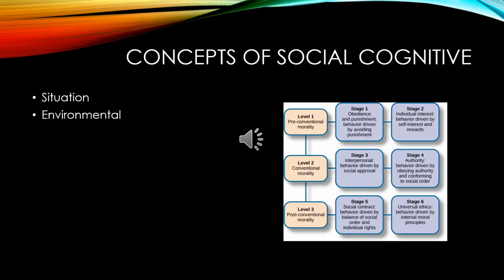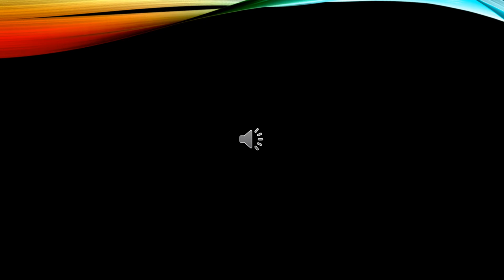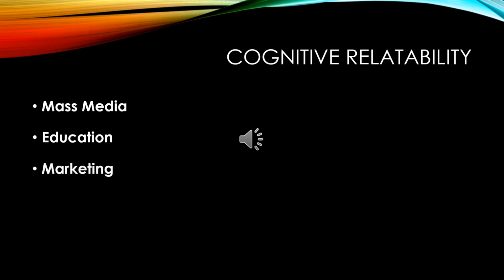Now let's explore some concepts of social cognitive theory. You have situation, environmental, self-control, behavior reinforcement, self-efficacy, and reinforcement. All of these play a crucial role in social cognitive theory. Then you have cognitive relatability. There's cognitive relatability in almost everywhere and everything you do. You have cognitive relatability in mass media, in education, and yes, even in marketing.